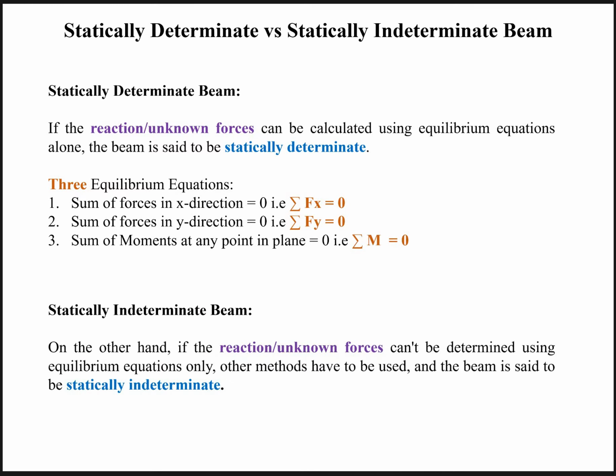There are two conditions in which a beam could be. It can be either statically determinate or statically indeterminate. In order to verify whether it's statically determinate or indeterminate, we have a check. First, we see the number of reactions and unknown forces in a beam, and then we compare them with the equilibrium equations.